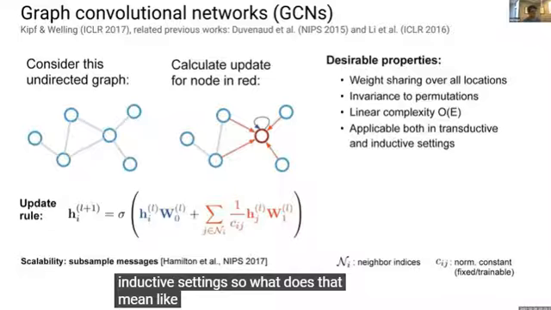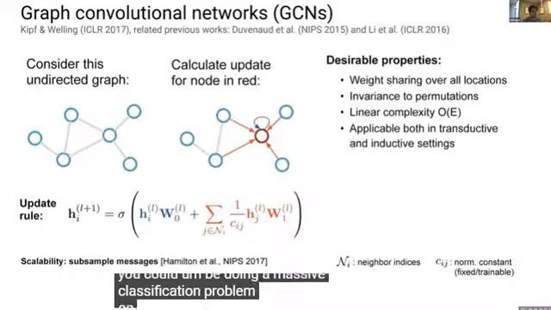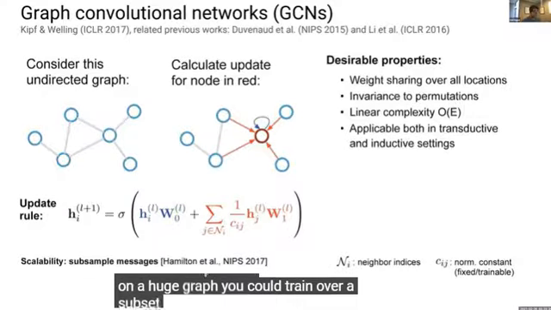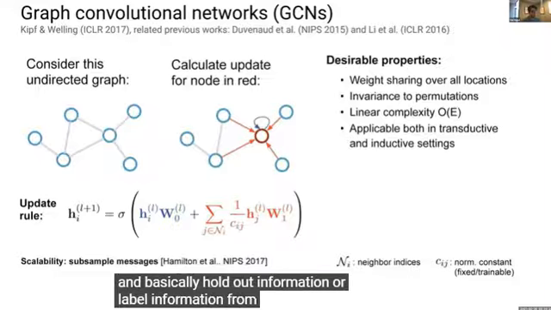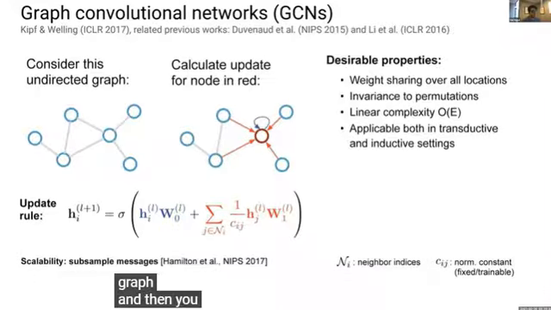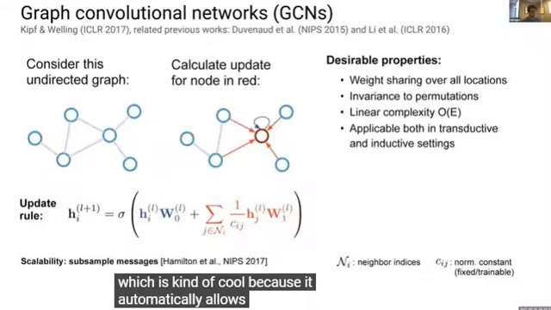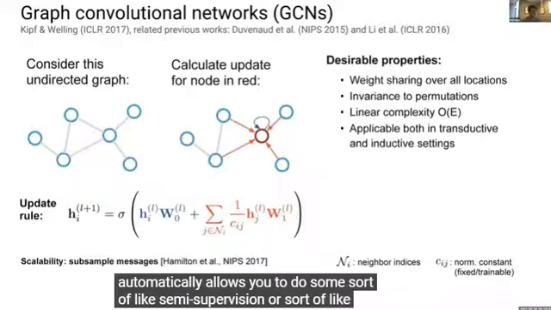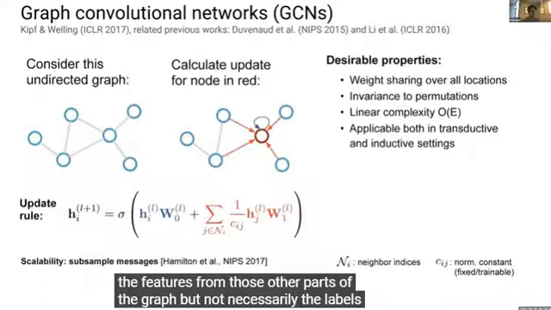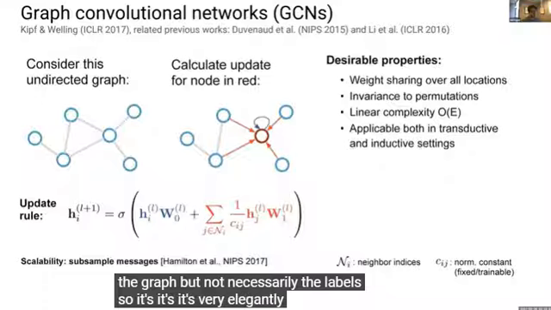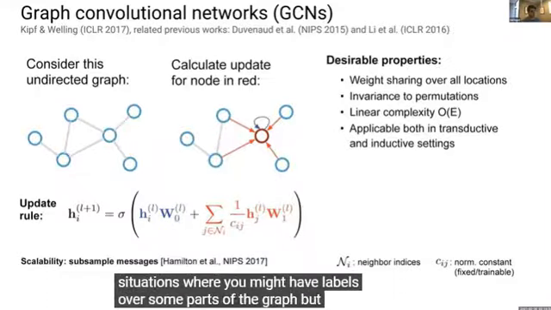So what does that mean? You could be doing a massive classification problem on a huge graph. You could train over a subset of the graph and hold out label information from some part of the graph, and then you actually predict on that at test time. That's kind of cool because it automatically allows you to do some sort of semi-supervision, learning from the features of those other parts of the graph, but not necessarily the labels. So it very elegantly extends to a lot of classic situations where you might have labels over some parts of the graph, but not others.